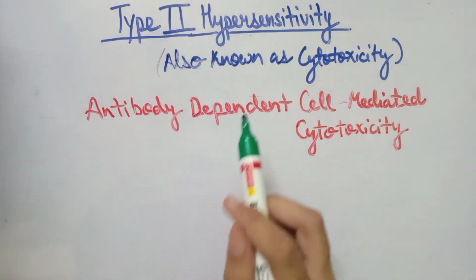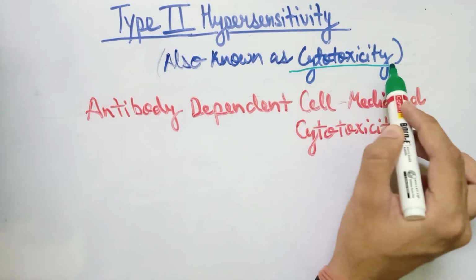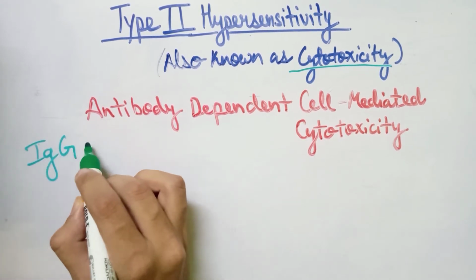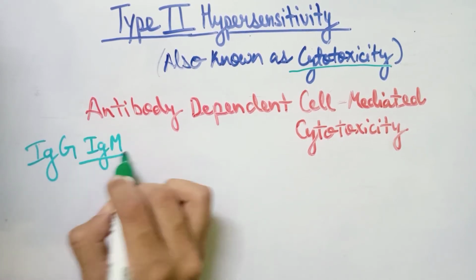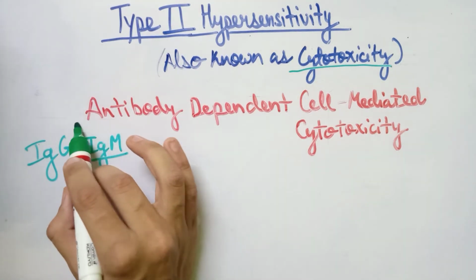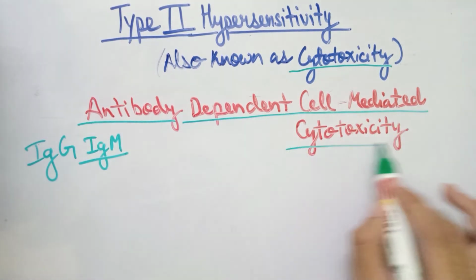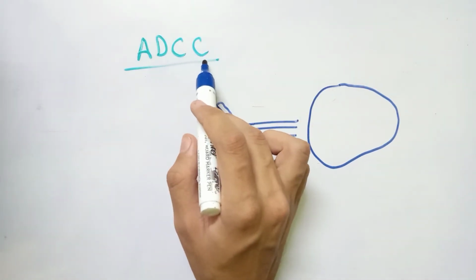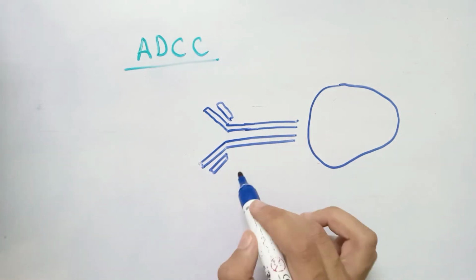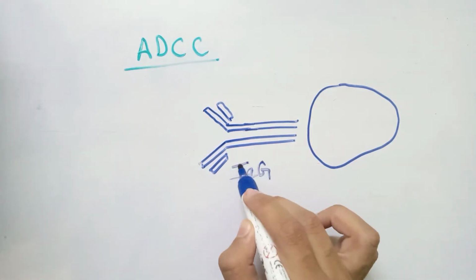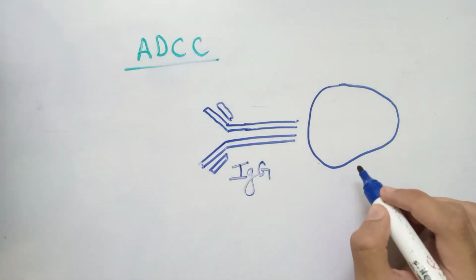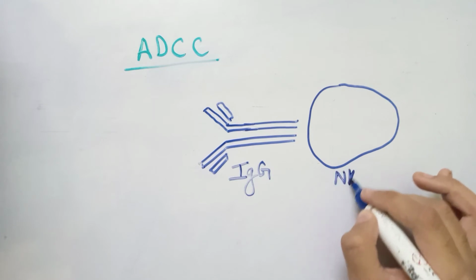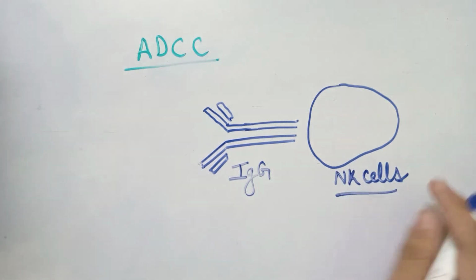Type 2 hypersensitivity is also known as cytotoxicity. And the process by which IgG and IgM antibodies kill the antigens is known as antibody dependent cell mediated cytotoxicity. In antibody dependent cell mediated cytotoxicity, what happens is that the IgG or IgM antibodies get attached to the antigen presenting cells, which are the NK cells here, the natural killer cells.